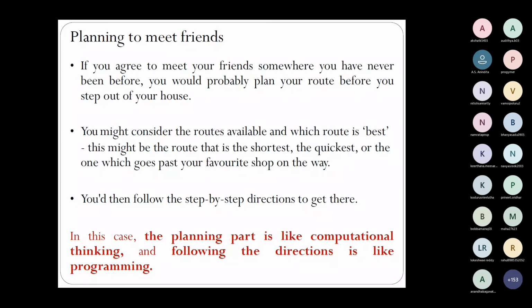So the planning part is like computational thinking, and then following the directions is like your actual programming. Initially deciding what is your actual problem, what are the different possible routes, what is the best route suitable, etc. All that comes into computational thinking. And finally actually following the directions, like moving from this place to that place, that is your programming. So that is like the end part of it. What you come up with as an idea is your computational thinking. They're just trying to differentiate what is computational thinking and programming.